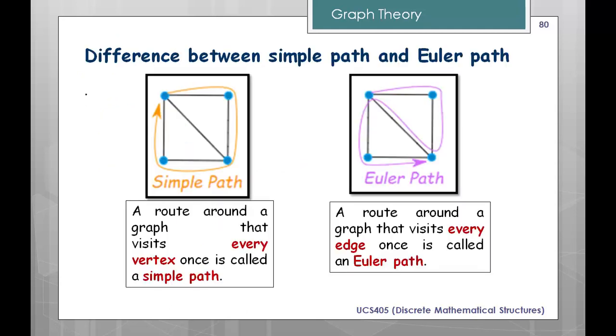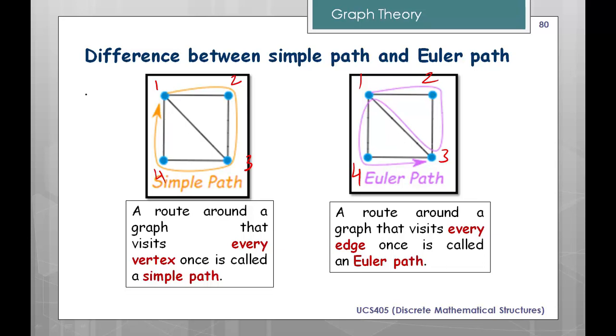So first, what is the difference between simple path and Euler path? A route around a graph that visits every vertex once is called the simple path. For example, this is vertex 1, 2, 3 and 4. So what is the simple path along this? 1, 2, 3, 4. So we are visiting every vertex once.